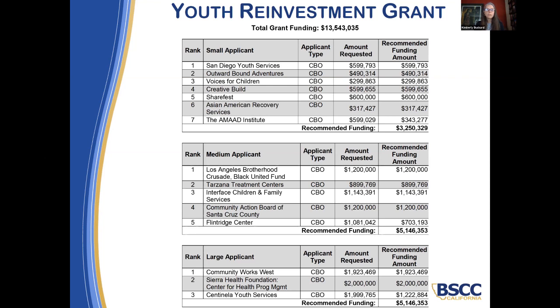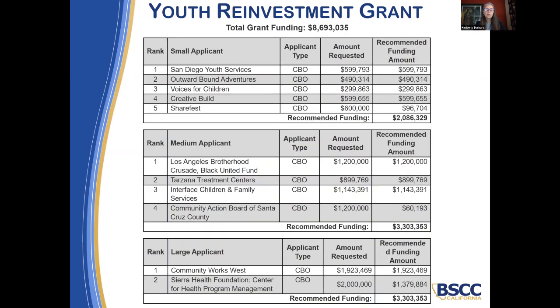Then moving on to the next slide. Here's what that scenario would look like if we had 8.7 million available to us. So again, this is taking the highest ranking proposals in each category and fully funding as many as we can, and then partially funding that final proposal in each category.